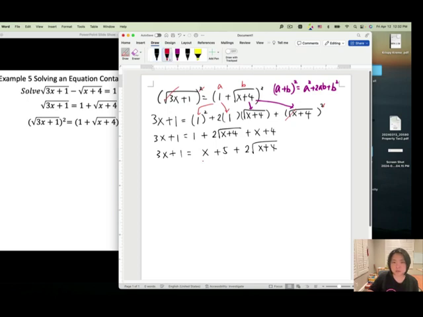Okay, and then we're gonna subtract x and subtract 5 from both sides. So I'm gonna get 2x minus 4 equal to 2 square root x plus 4. Okay, you could divide by 2 here, divide by 2 here. Try to simplify. So if I write one more step, that will be 2x over 2 minus 4 over 2 equal to this guy, which is going to be x minus 2.